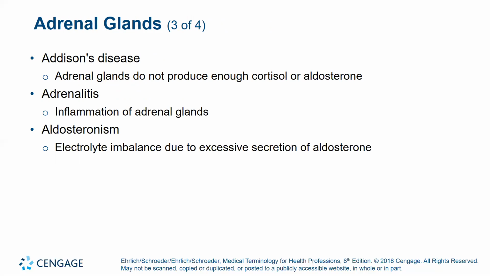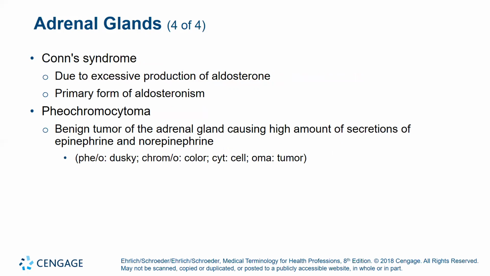Aldosteronism, oh boy, I can't say that term. This is electrolyte imbalance due to excessive secretion of aldosterone. Next, we have Conn's syndrome, due to excessive production of aldosterone. Next one we have is pheochromocytoma. This is a benign tumor of the adrenal gland causing a high amount of secretion of epinephrine and norepinephrine.